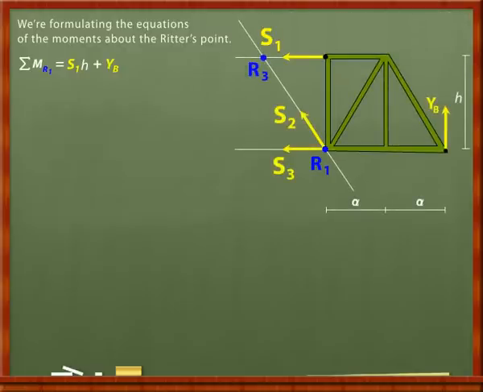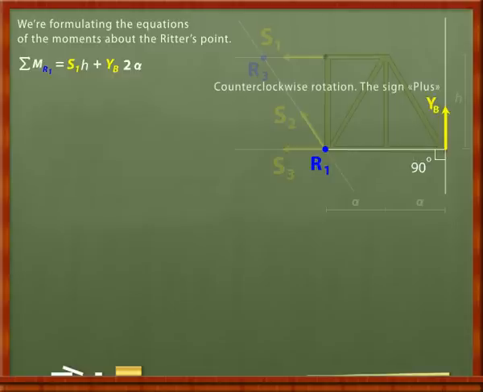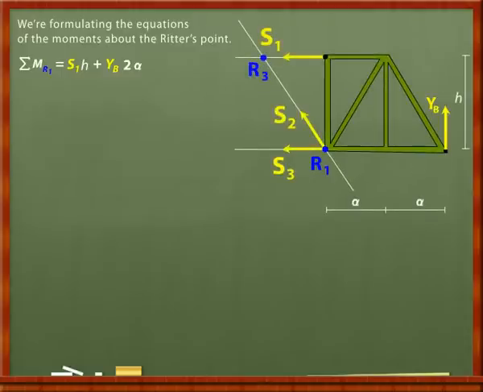Positive YB multiplied by 2A. We're drawing a line of action of a force. We're dropping a perpendicular on it from the fixed point. Perpendicular length is equal to the moment arm. We're taking the moment with positive sign. Is equal to zero. The sum of moments about the Ritter's point R3 equals negative S3 multiplied by H.